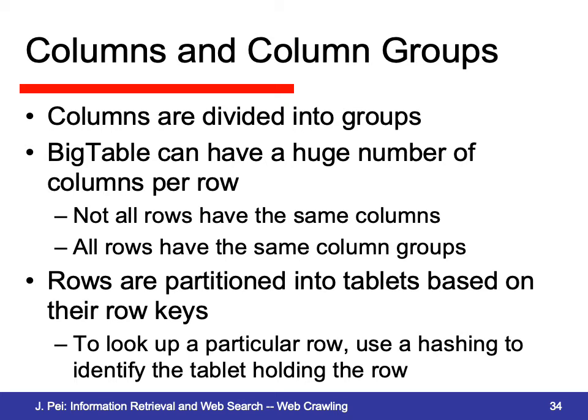All the rows have the same column groups. The rows are partitioned into tablets based on their row keys. If you want to look up a particular row, you just use hashing to identify the tablet holding the row, and then you read from that tablet.